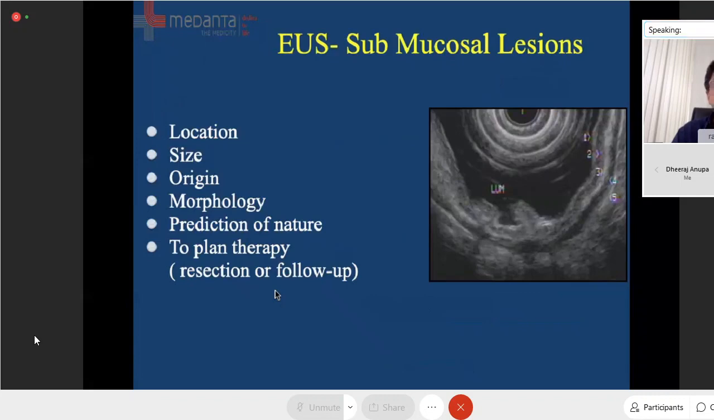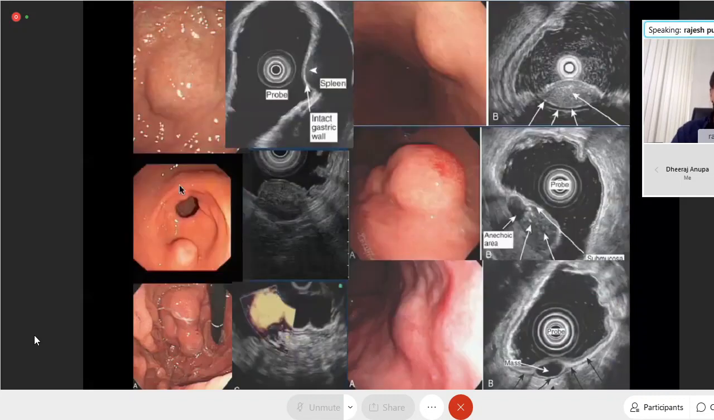So look at these photographs of submucosal lesions. Here there is a submucosal lesion in the fundus which on EUS is a compression from the spleen. Here there is a submucosal lesion in the pyloric antrum, which is an ectopic pancreas. Here a submucosal lesion in the fundus is in a patient having ectopic varices. So if you take a biopsy, if you don't have an endoscopic ultrasound, the patient might bleed to death.